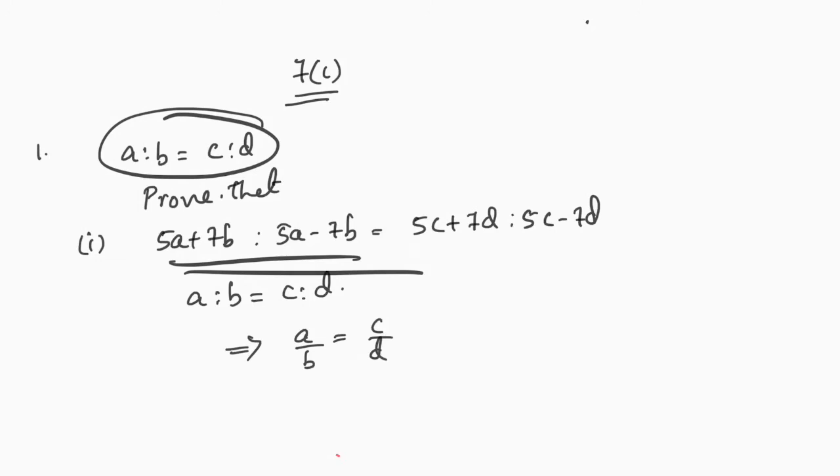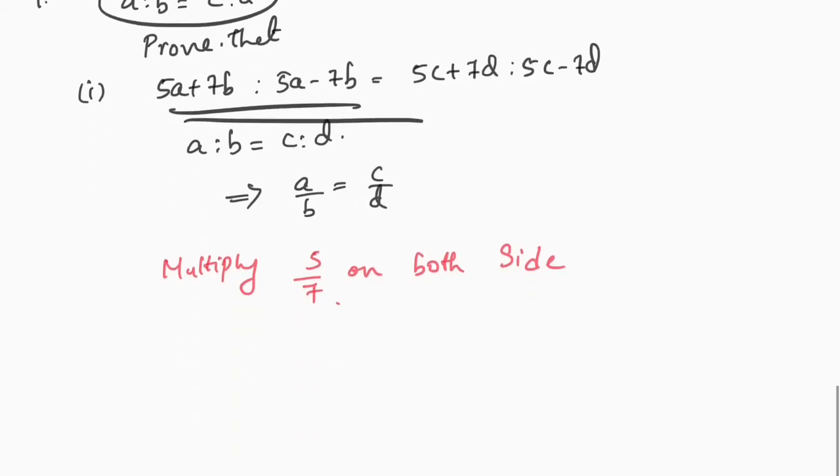So I will do one thing. Multiply 5 by 7 on both the sides. Multiply 5 by 7 on both the sides. So what do I get? 5A by 7B equal to 5C by 7D. Is it clear? To this equation I multiplied 5 by 7 on both the sides, so I got 5A by 7B equal to 5C by 7D.